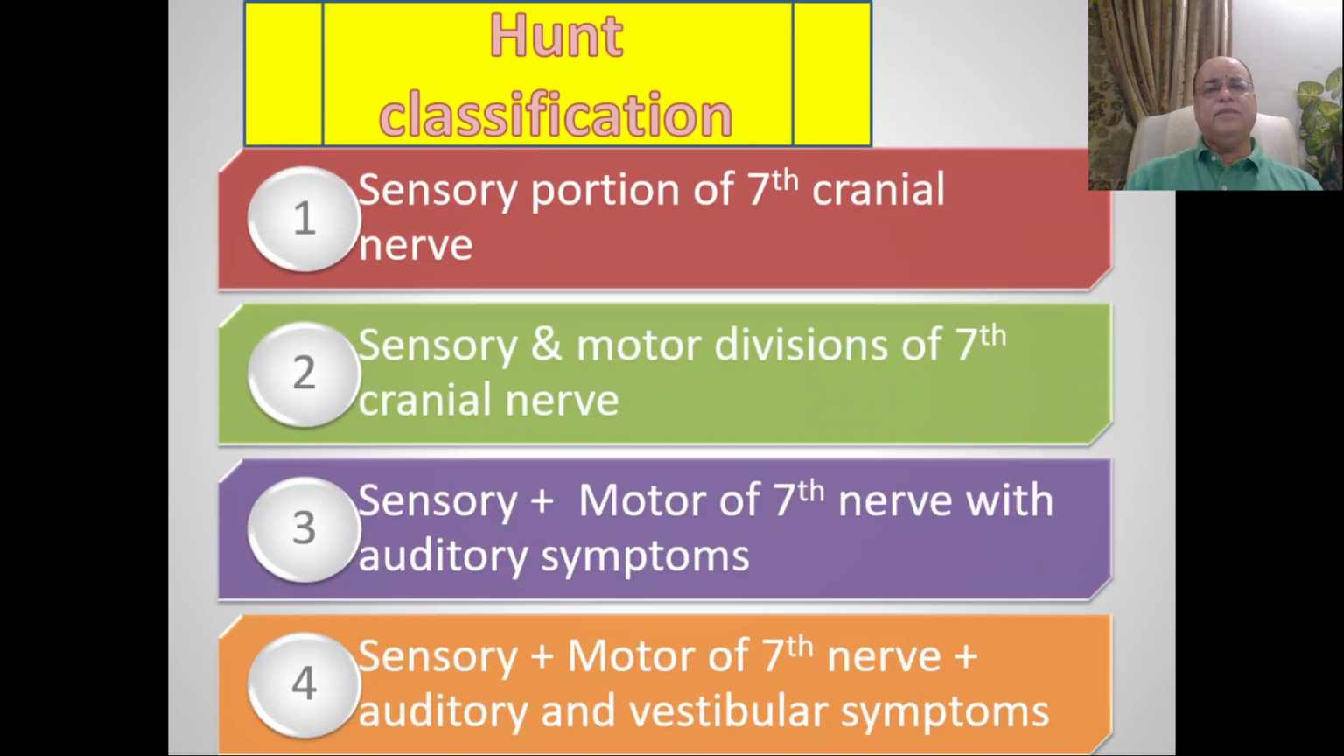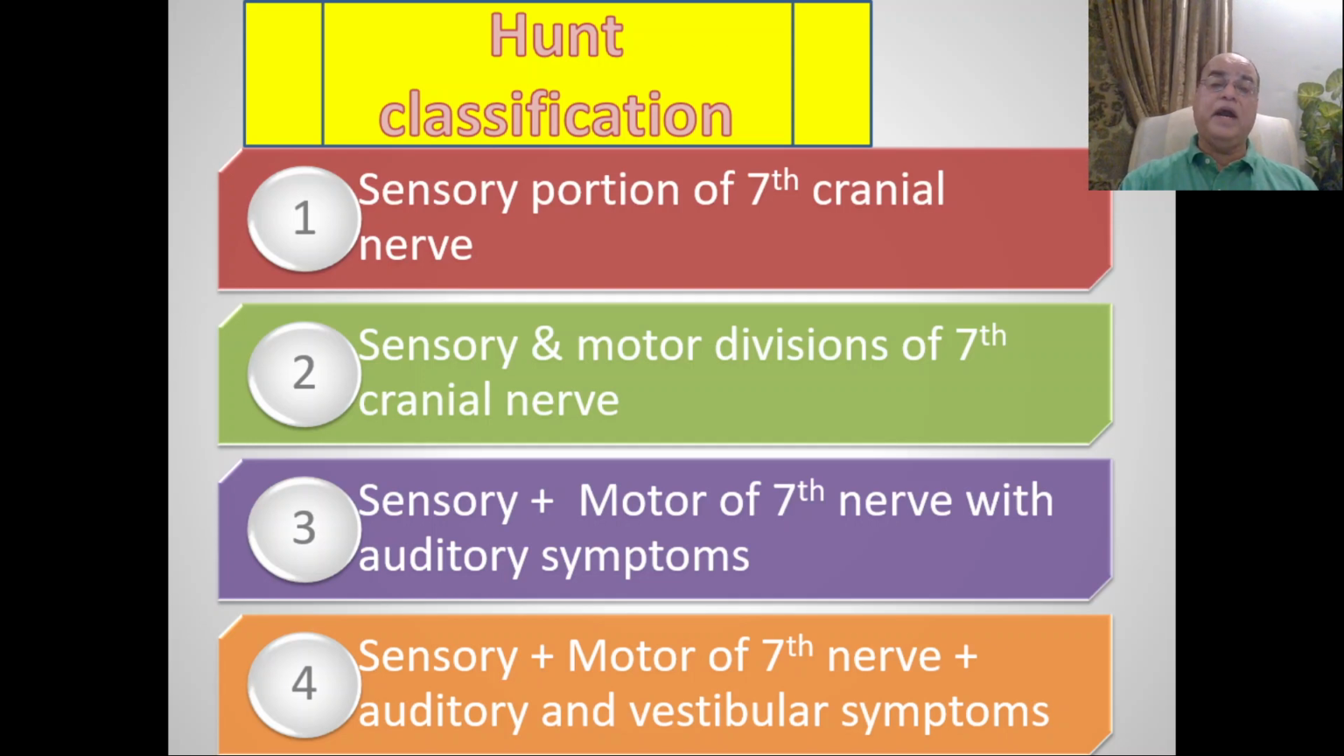There is a classification by Hunt according to the involvement of the nerves. If only the sensory portion of the seventh cranial nerve is involved, then we call it stage 1. In stage 2, sensory and motor divisions of the seventh cranial nerve are involved. And in stage 3, the seventh cranial nerve plus the cochlear part of the eighth nerve is involved.